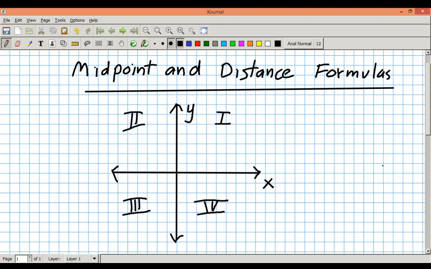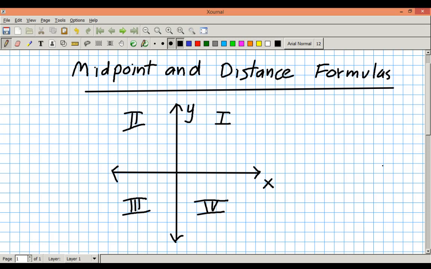Okay, welcome back, everybody. Today we're going to talk about some coordinate geometry. We're going to spend a lot more time with this later in the class, but we're going to just introduce it today. And also, we're going to tell you about two formulas that we need in our work for this lesson. One is the midpoint formula, and one is the distance formula.